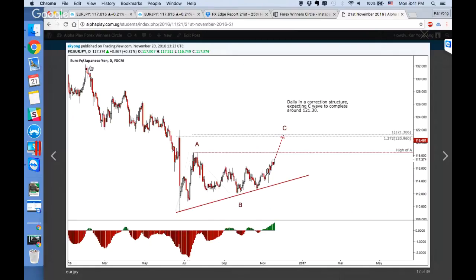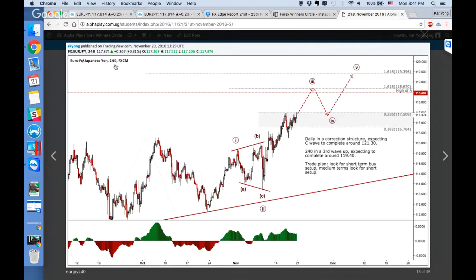If you look at this Euro Yen daily, I wrote here: daily is in a correction structure, expecting the wave to complete around 121. So the overall direction we are expecting is that Euro Yen is going to hit as high as 121. It's not a guaranteed thing, but that's a forecast that we are expecting.